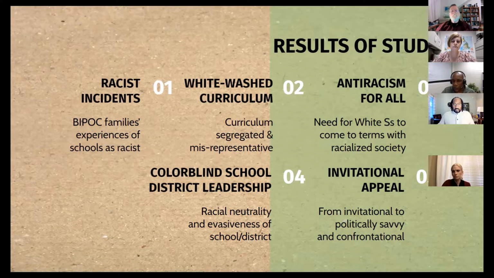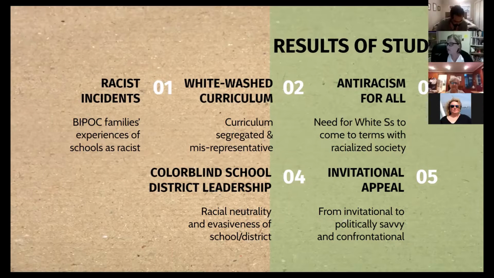Colorblind school district leadership, racial neutrality and evasiveness of the school district. So for example, we did surveys at the school system's request. Data came back identifying some of these incidents related to these other themes we have here, for example, the whitewashed curriculum. And the school district leadership said that they needed more data. Every time we would go back to them with more data, it was always, we need more data.